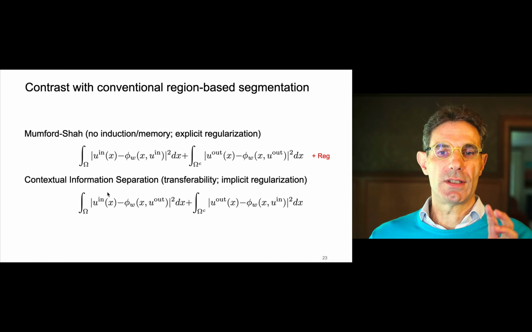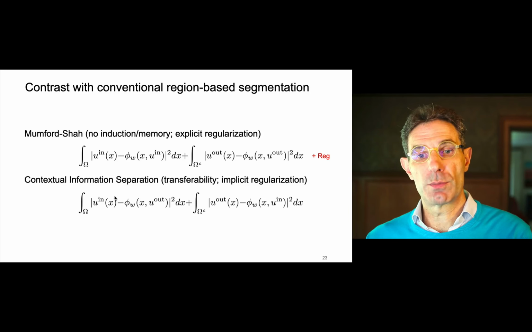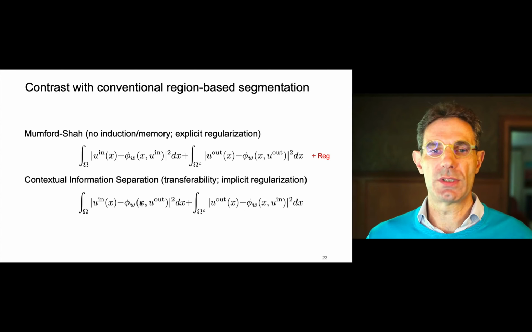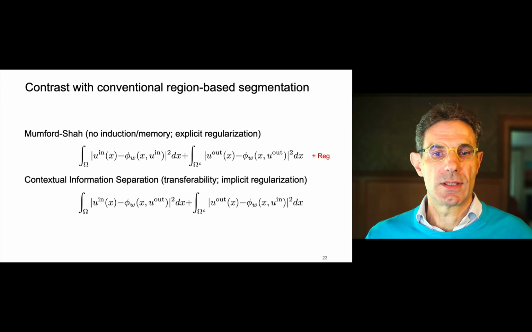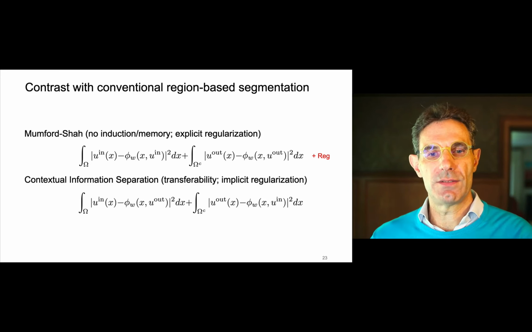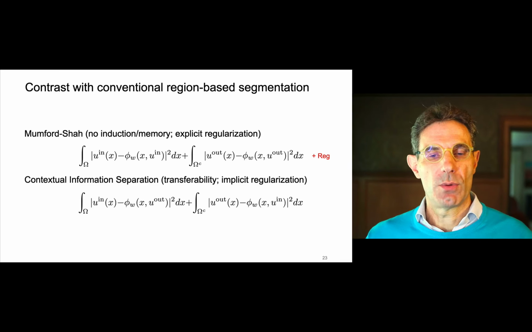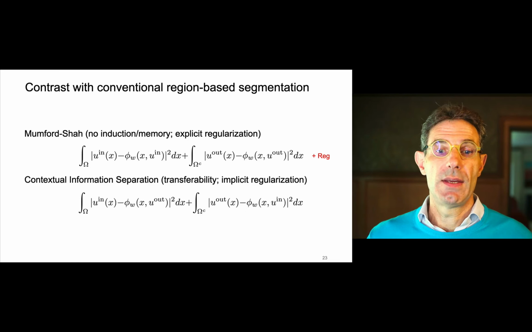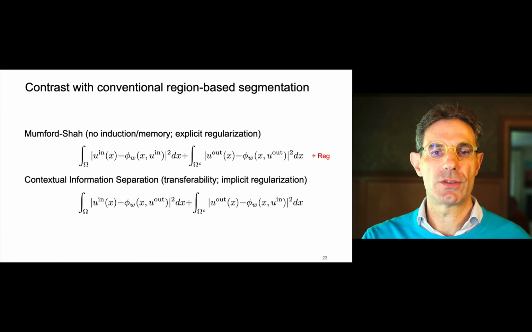Instead of trying to model a region as well as possible using pixels inside that region, we try to model the region as poorly as possible using only pixels outside that region. Obviously, you need memory to do that. Okay, so you can think of contextual information separation as the inductive version of the Mumford-Shah functional. The advantage is generalizability. Whereas in Mumford-Shah, for every new image, you have to solve an optimization problem anew, here you do it once during training. Right? At inference time, you just feed-forward, you compute a function.